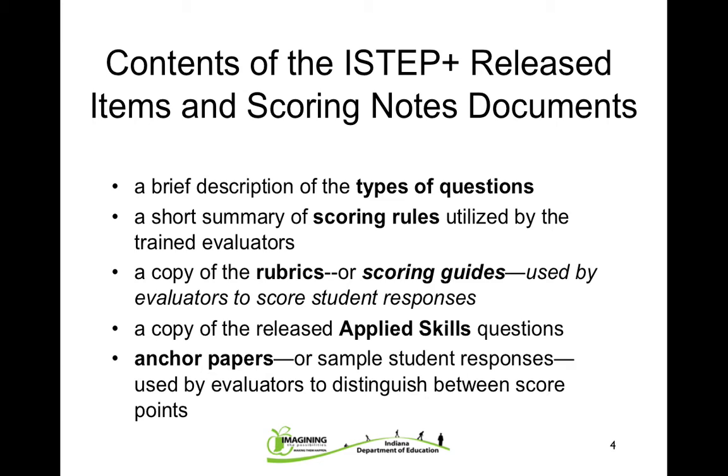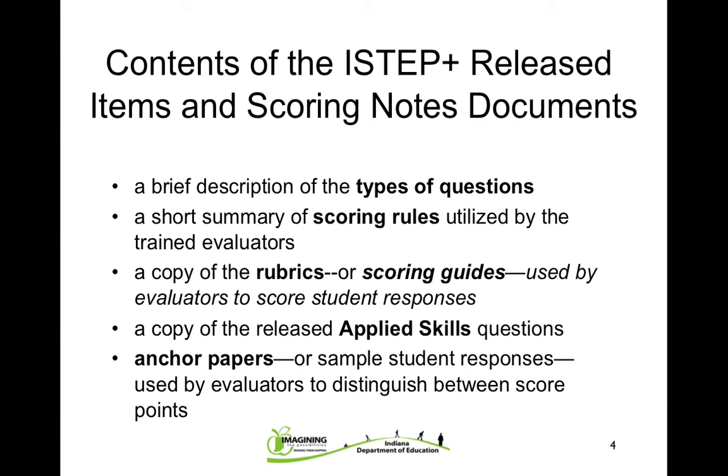Within the released items and scoring notes documents, there are several pieces of helpful information. For each content area, there is a description of the types of questions that appear on the ISTEP Plus Part 1 assessment, a brief description of the scoring rules that are used by the evaluators, a copy of the rubrics that are used to score the test questions, and a copy of the released test items from Part 1. Released means the items have been posted to the web and are no longer secure. Therefore, the released test items can be discussed and used with students as future practice items. There are also the anchor papers, or sample student responses, that are used by evaluators to distinguish between score points.